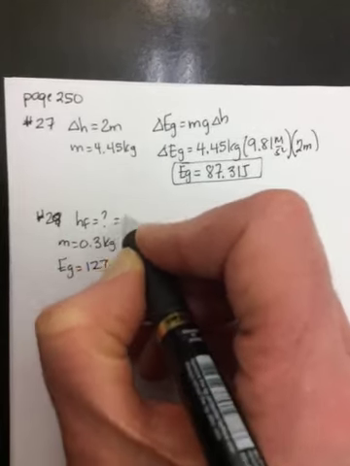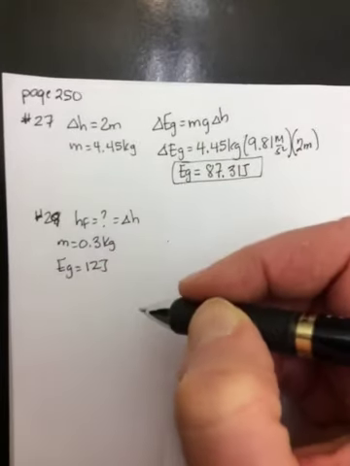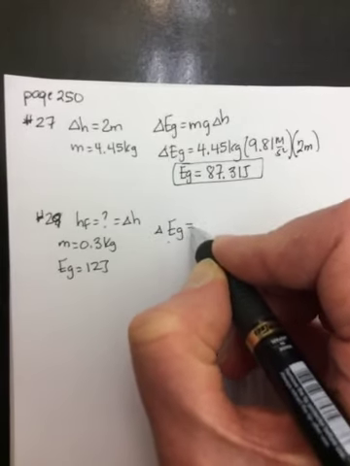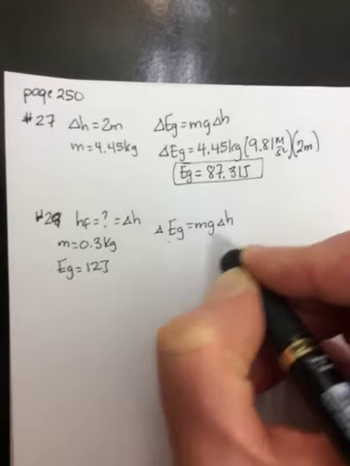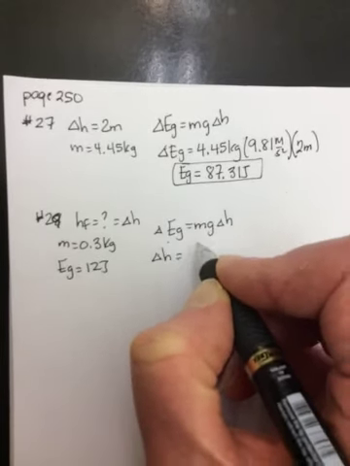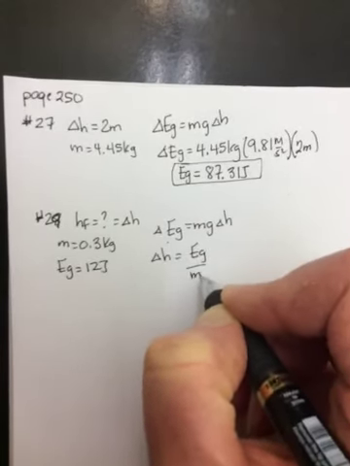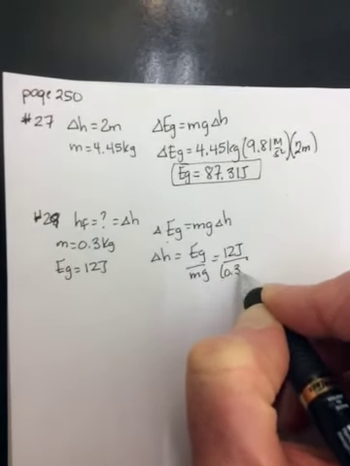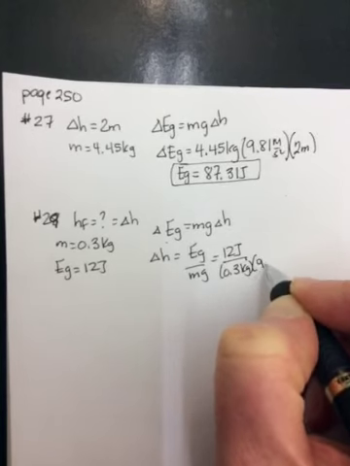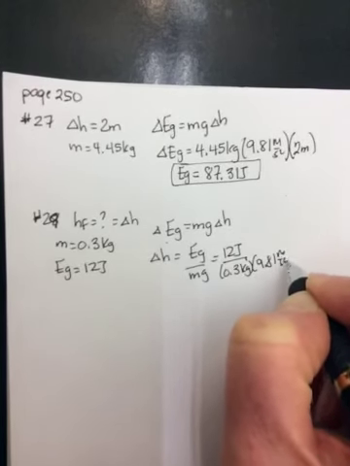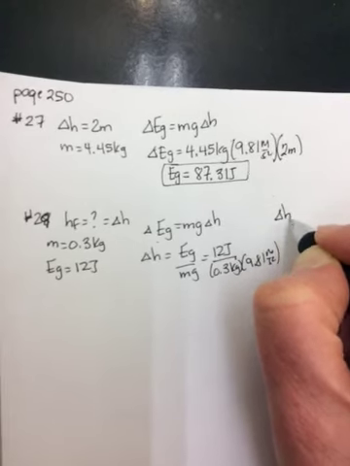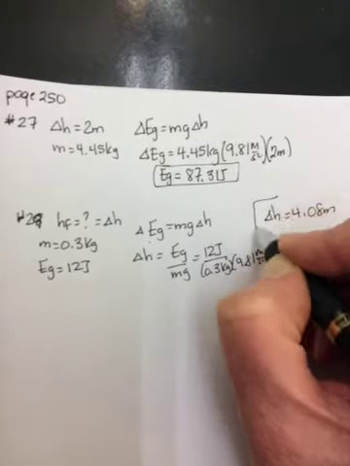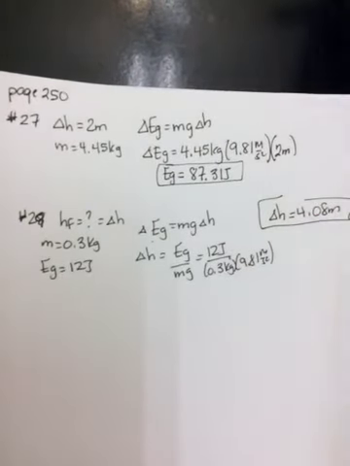So really H final or delta H, because you're going to raise it and that's going to be its change in height. So EG or delta EG is equal to mg delta H. And so you're looking for this delta H, EG over mg. So 12 joules over 0.3 kilograms times 9.81 meters per second squared. And when you do this, you should get an H of 4.08 meters. Okay, so that was 29.